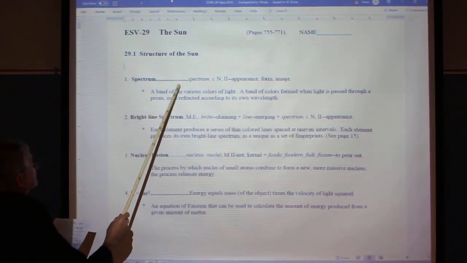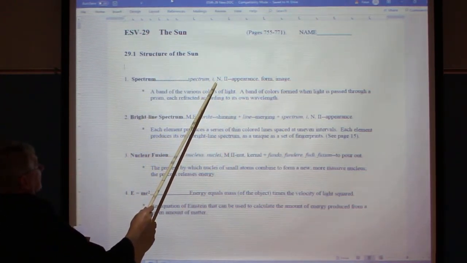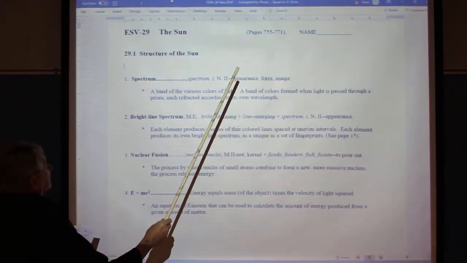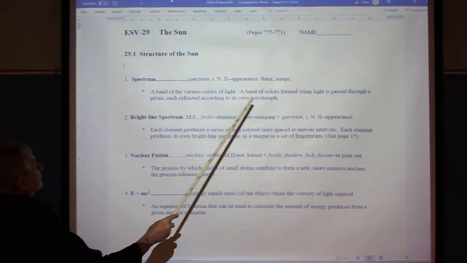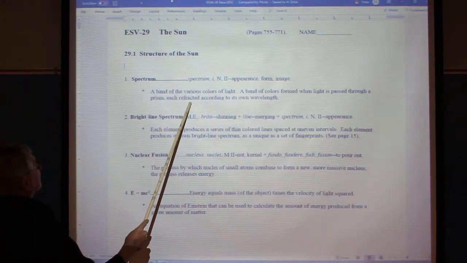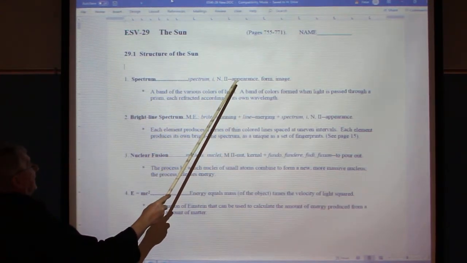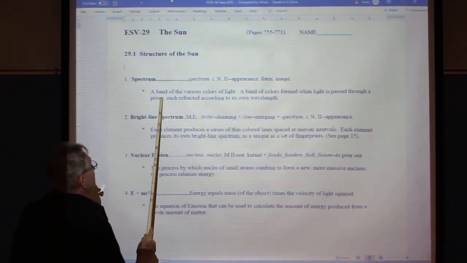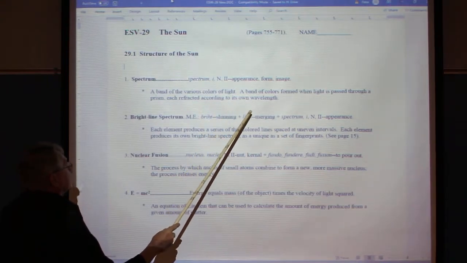The first word there is spectrum. And you've had this before. Spectrum, spectri, neuter, second, appearance from an image. A band of the various colors of light. A band of colors formed when light is passed through a prism, each refracted according to its own wavelength.